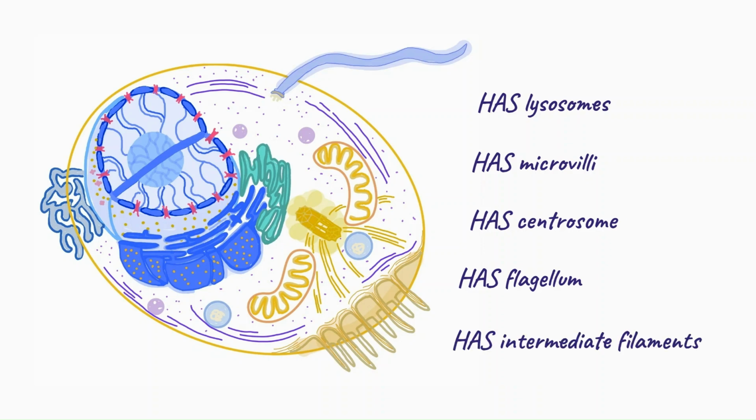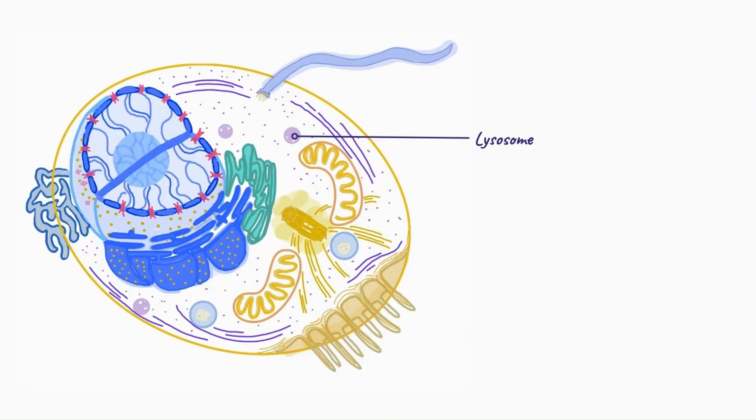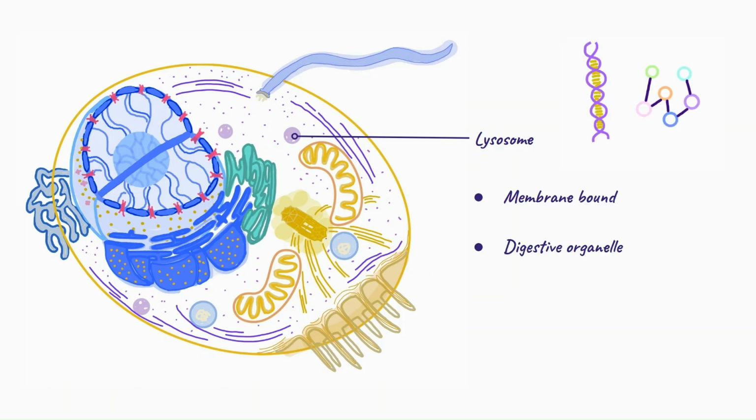First, what is a lysosome? Well, these are membrane-bound organelles within the cytoplasm of the cell. They are digestive organelles, so they contain digestive enzymes. And the primary function is to hydrolyze macromolecules. So using water containing hydrolases, they break down molecules such as nucleic acids, proteins, and polysaccharides.